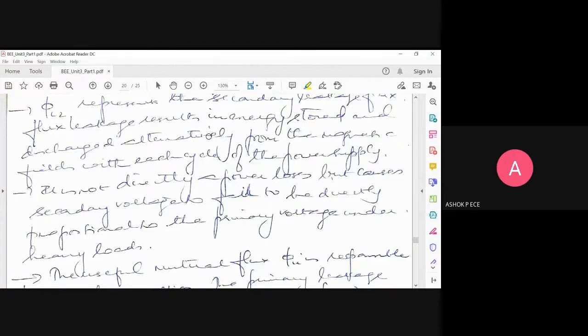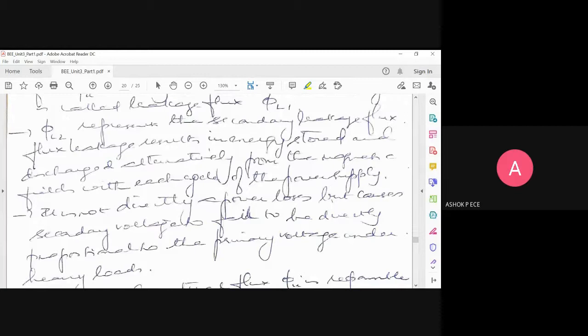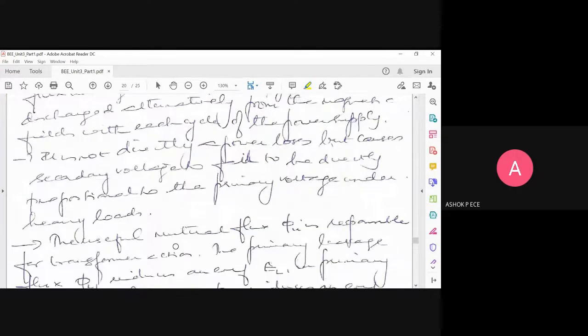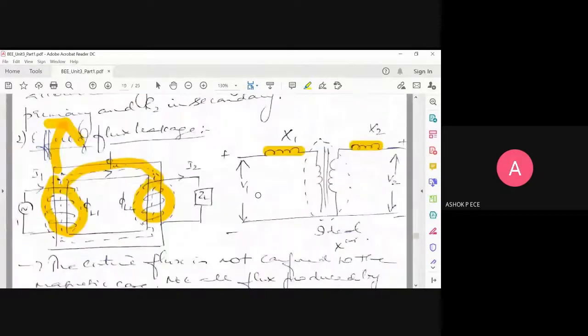But because of this flux leakage, what will happen? The proportionality is going to be lost. Okay, the proportionality is going to be lost. See here, it is not a direct power loss, but it causes the secondary voltage to be not proportional to the primary voltage under heavy loads. So, okay, for that only, I'm going to quantify this mismatch in the flux. We are going to add an inductor of value X1 in the primary, and it is of value X2 in the secondary.